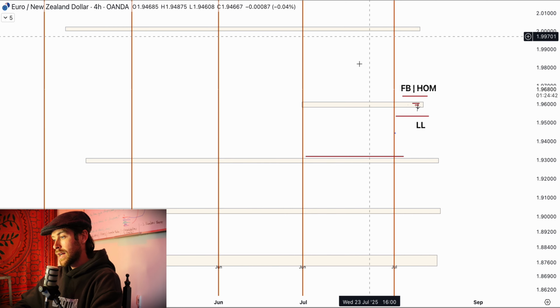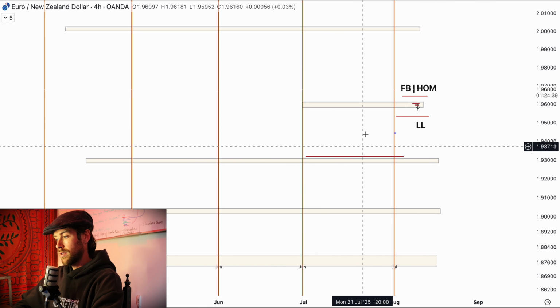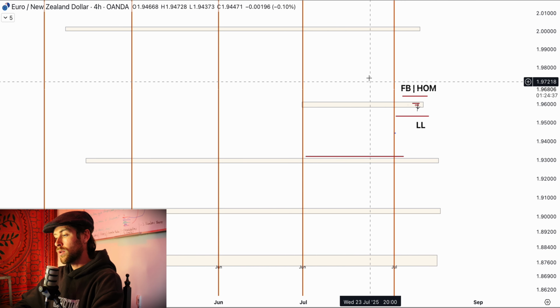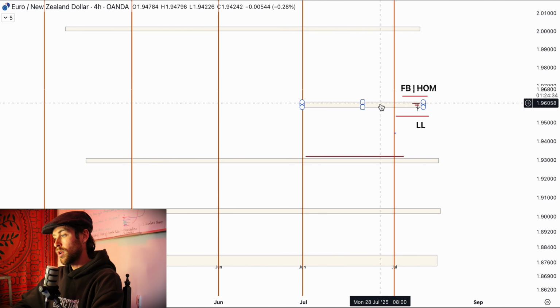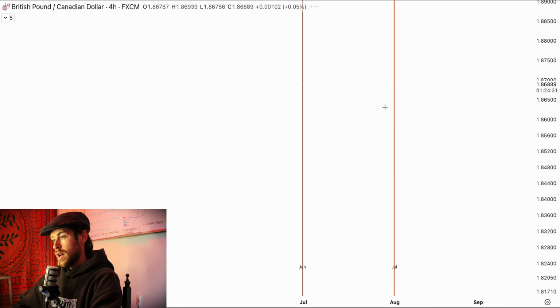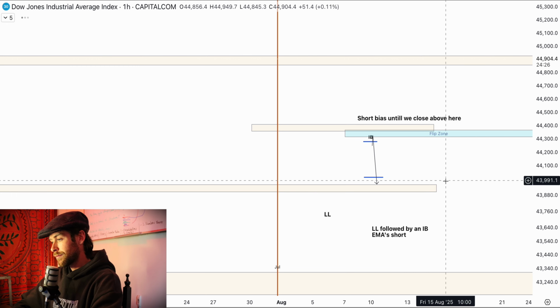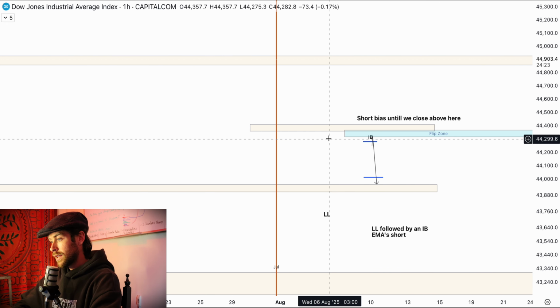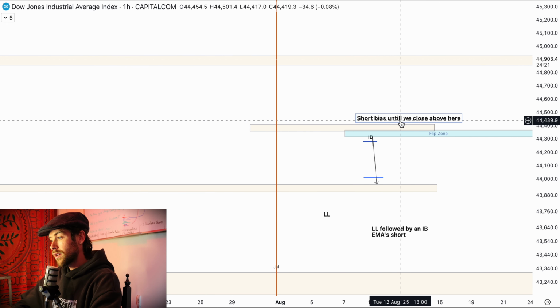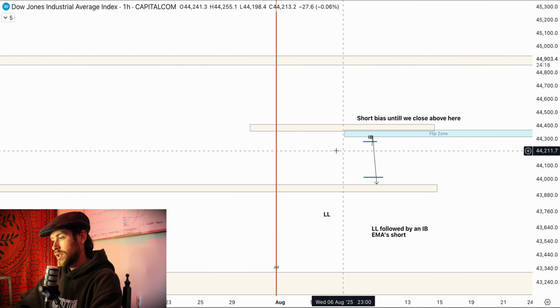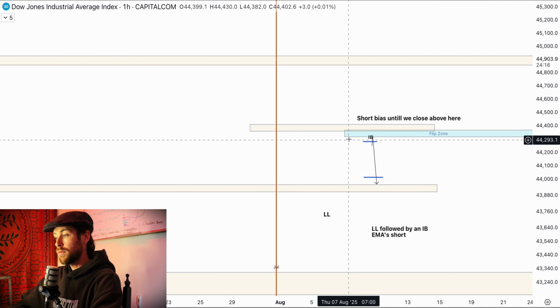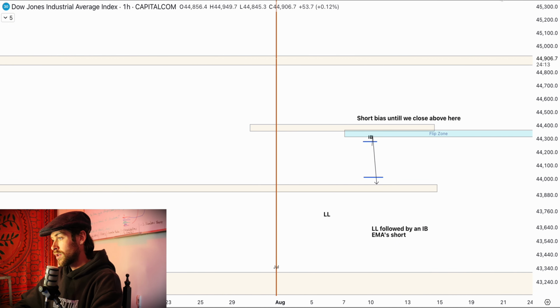So that's the first thing I'm looking at. I'm having these areas marked and then simply looking for price to ping pong in between those. If we're above it, I'm looking for longs. If we're below it, I'm looking for shorts. And you can see here actually on US 30, let me just drop down so you can see. Price was here, and I said short bias until we close above here. As long as price is below this zone, I'm short.